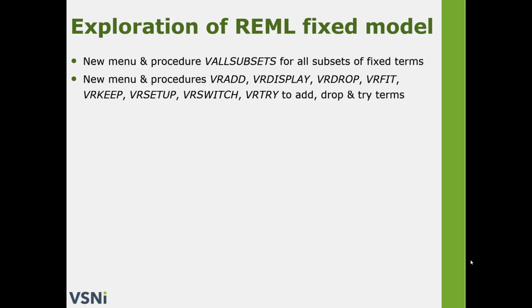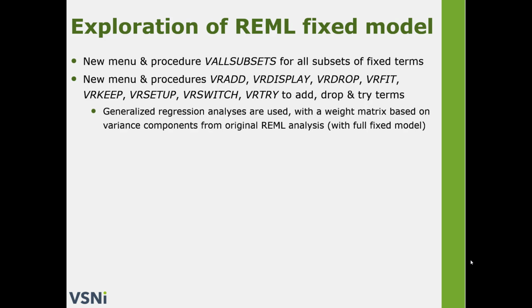We've added a new menu using a new procedure, VALLSUBSETS, to look at all subsets of the fixed terms, and we also have a new menu and procedures, VRADD, VRDISPLAY and so forth, to add, drop and try terms from the fixed model, just in the same way as you would with the directives ADD, DROP, FIT, SWITCH and TRY in ordinary regression. These work by using a generalized regression analysis with a weight matrix that's based on the variance components from the original REML analysis. In other words, the analysis with the full fixed model.